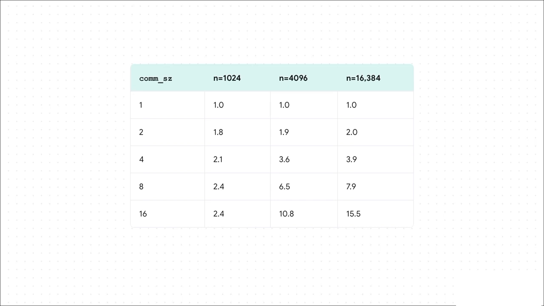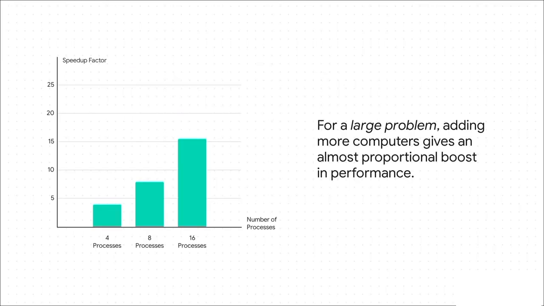Now just look at that rightmost column for the biggest problem size. With 2 processes, we're almost exactly 2 times faster. With 8 processes, we're nearly 8 times faster. And with 16 processes, we get a speedup of 15.5. That is a phenomenal result. It's almost perfect.